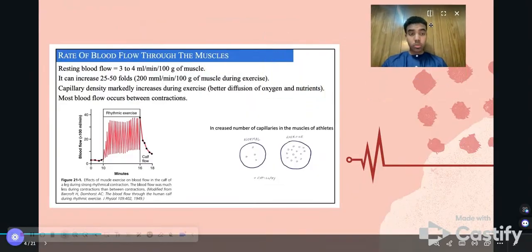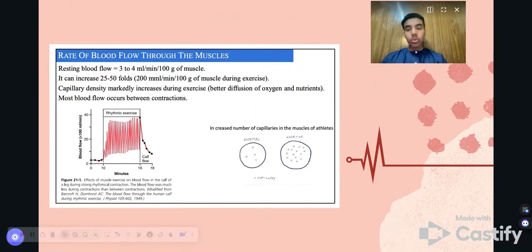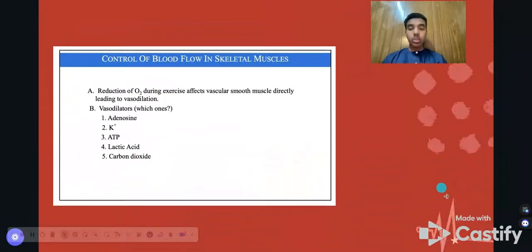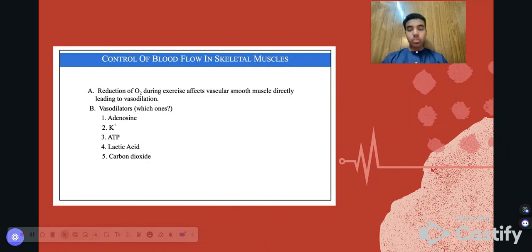What happens when you have skeletal muscle contraction? Basically, when you're exercising, you're going to have more blood flow through your skeletal muscles, and this blood flow, as you can see in the graph, is going to increase. You're also going to have an increased number of capillaries in the muscles of athletes. And when you stop exercising, as you can see in the graph, it doesn't drop straight away to the normal blood flow. It stays a bit high, and then it takes a while to drop to normal blood flow.